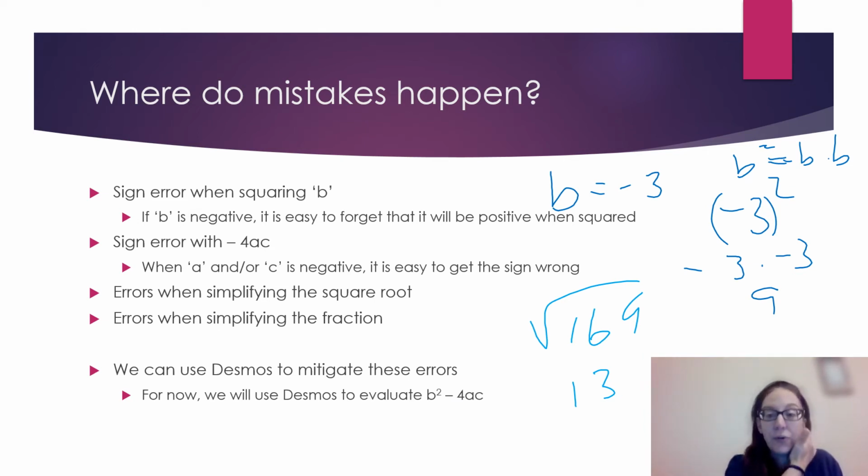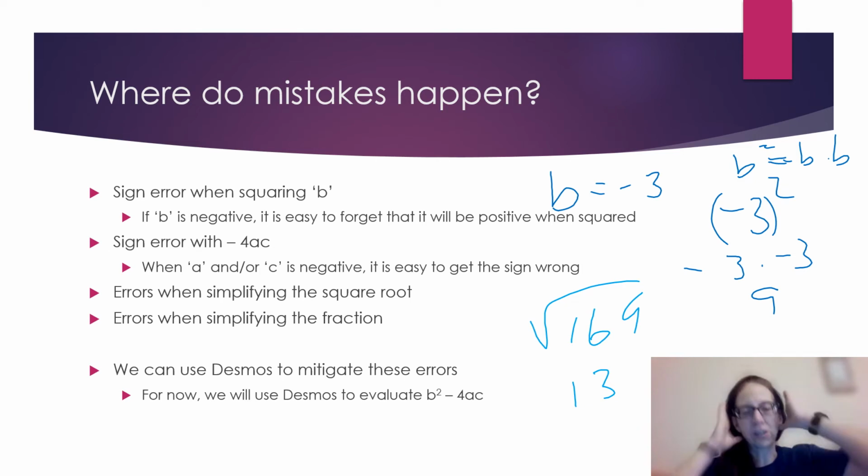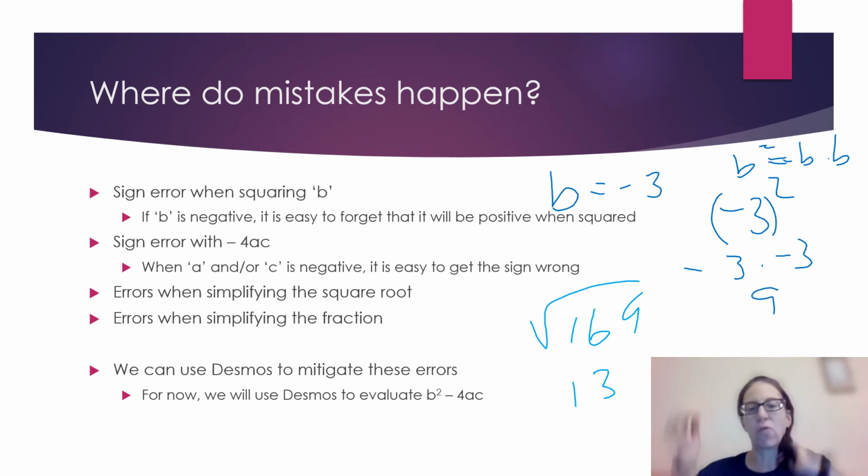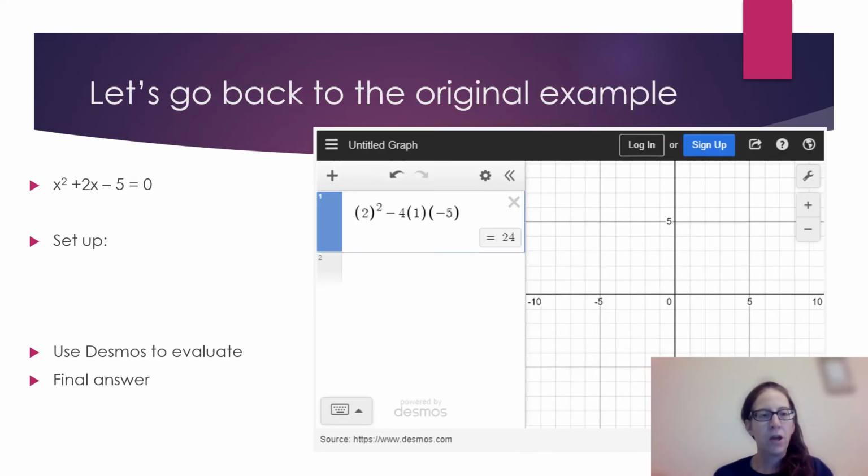Now, we can use Desmos to do the whole thing. It takes a little bit of practice to dump the whole thing in, but for right now, we're just going to use Desmos for the b squared minus 4ac. That's also called the discriminant. So let's go back to the original example. This is the one from the Explore.